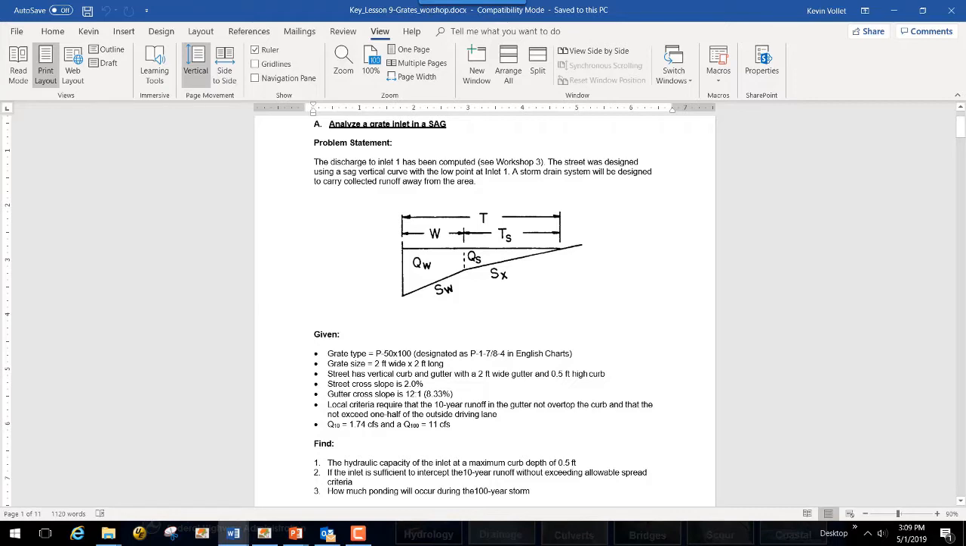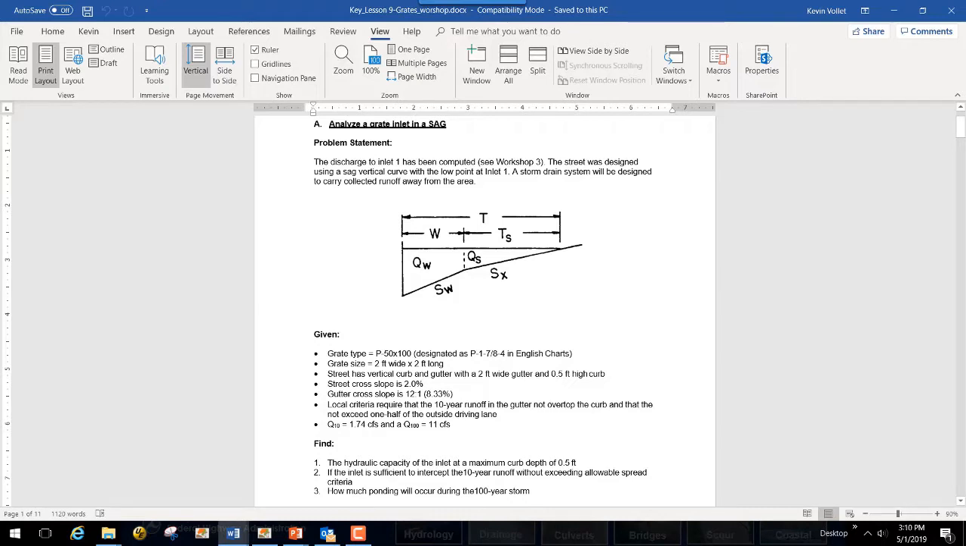We're not actually going to design a storm system, but we are given the grade, which is P50 times 100. It's a 2 by 2 foot grate, a 2 foot wide gutter, and a half-foot high curb. Cross slope is 2. This is a composite section, so the gutter cross slope is a 12-to-1 ratio. Local criteria require that the 10-year runoff in the gutter not overtop the curb and not exceed 1/2 of the outside driving lane. So we have a Q10 of 1.74 CFS and a Q100 of 11.